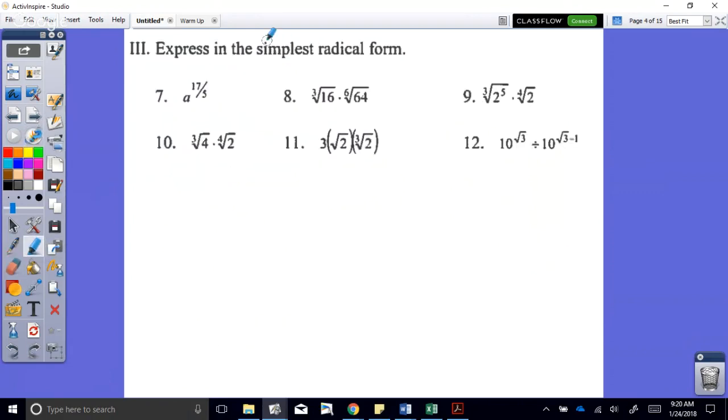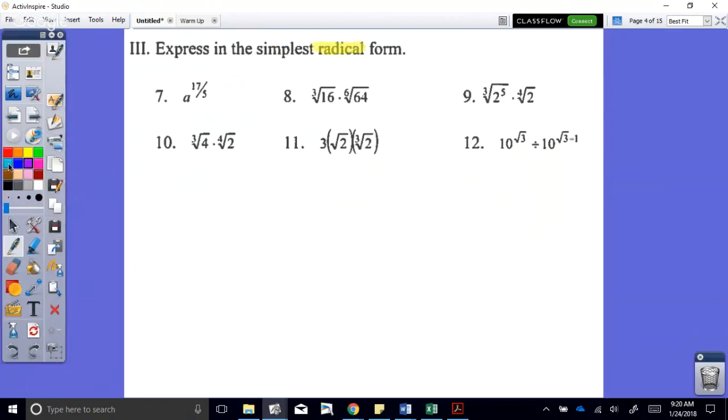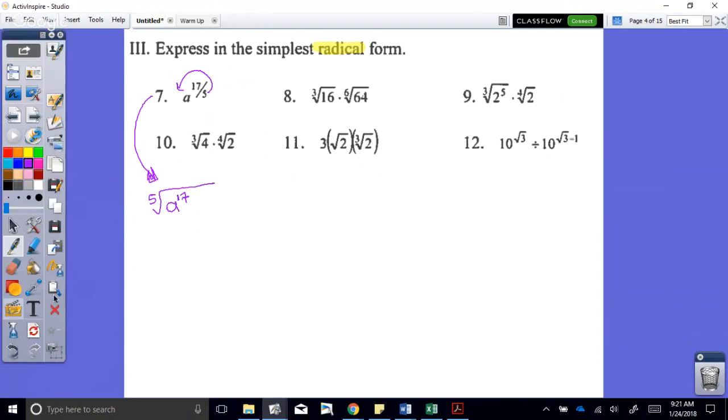Now we are looking to leave the answer in radical form. Radical form means we're going to leave the radical. So I'm going to start with number 7. What I'm going to do is take the 5 and write it as the index. And this becomes the 5th root of a to the 17th. Okay, here's step 1.